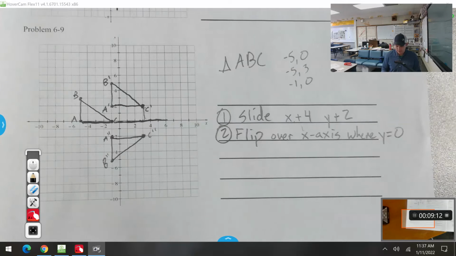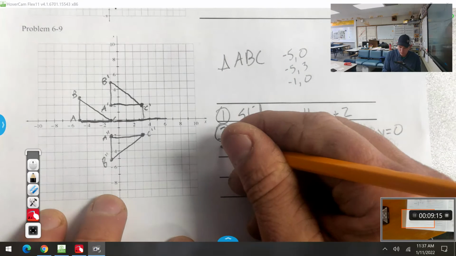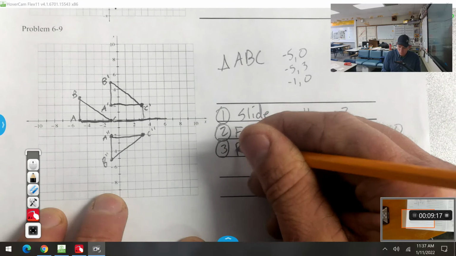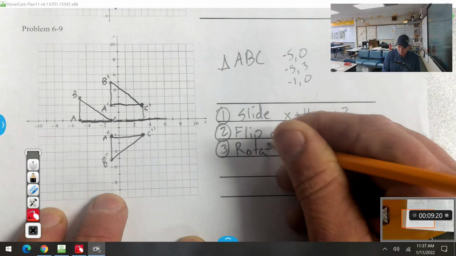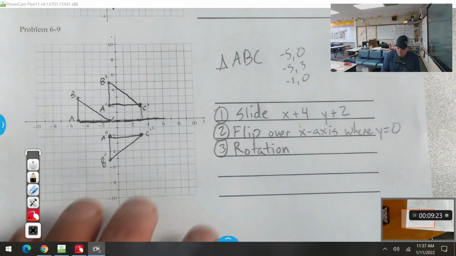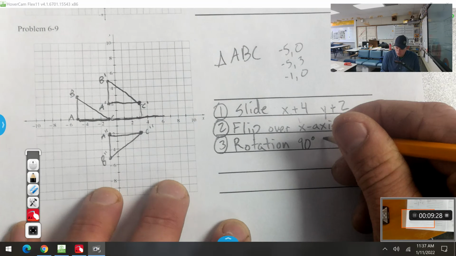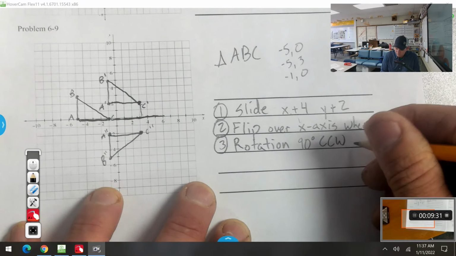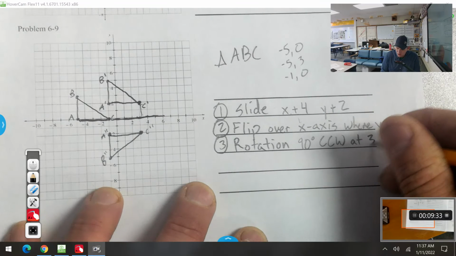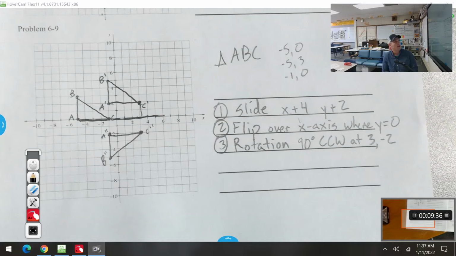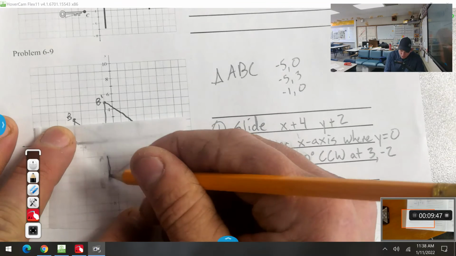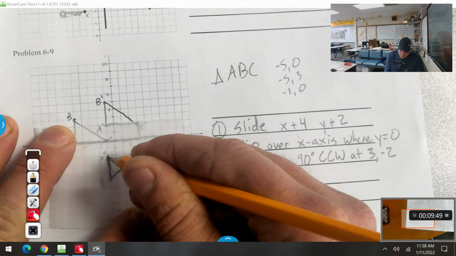All right, last rigid transformation, number 3, we are going to do a rotation. A rotation, 90 degrees, counterclockwise, at 3, -2. Okay? Now, this is important because I need to think about where this triangle is rotating. If I took this parchment paper, you don't need it. You can just watch for a second.